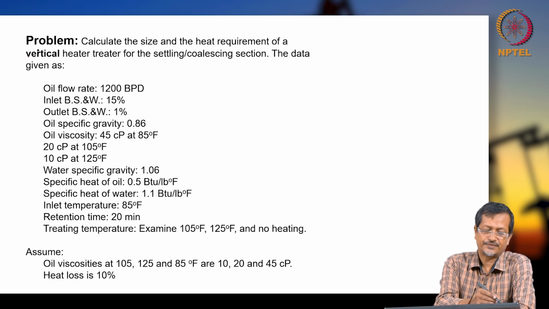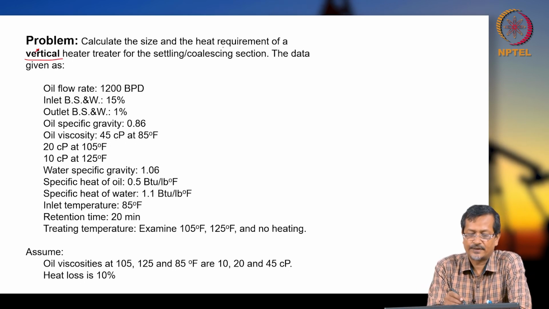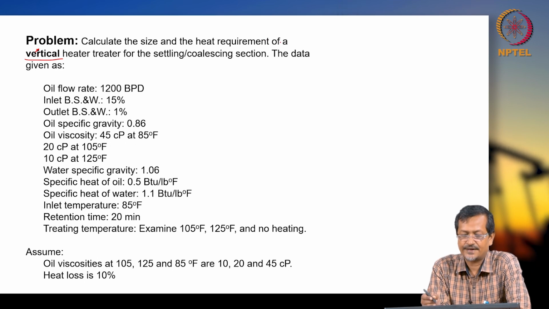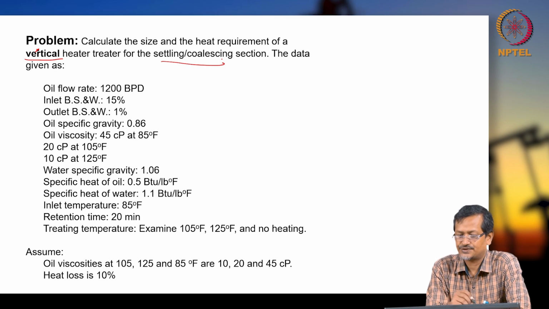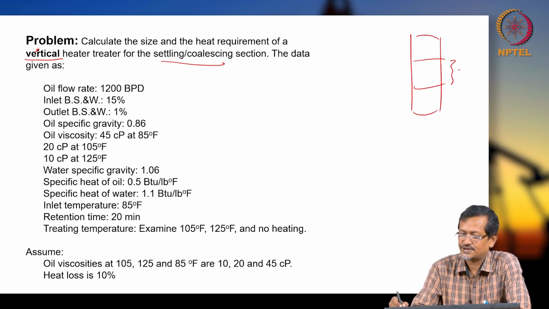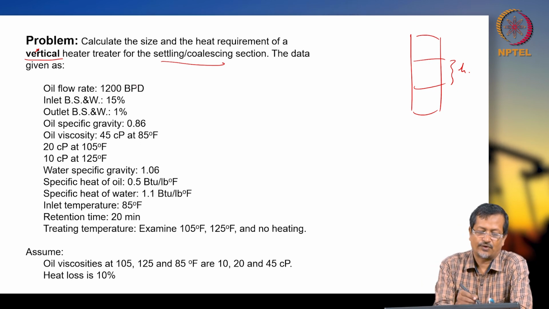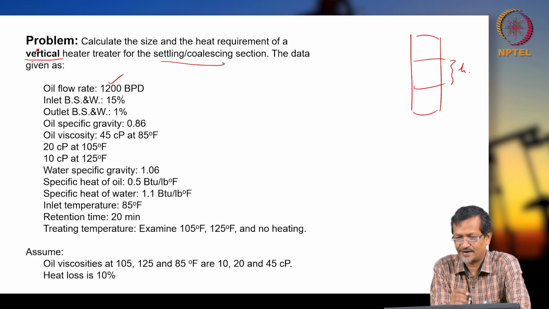Now this problem is for a vertical separator. Can we calculate the size and heat requirement of a vertical heater-treater settling and coalescing section? For a vertical separator you will have a settling section height H also, right? The oil flow rate is now changed to 1200 BPD so that you can get a different calculation.